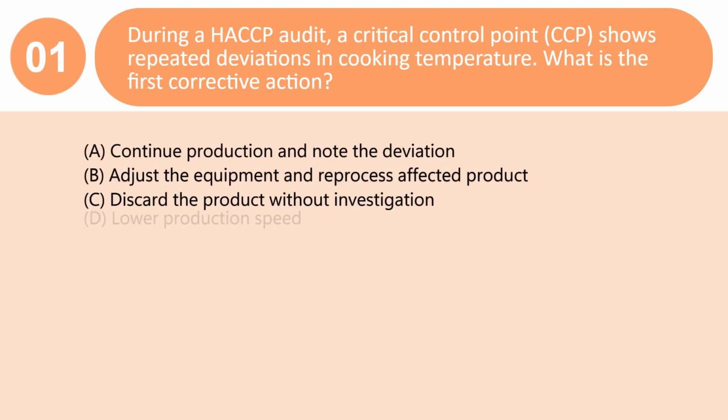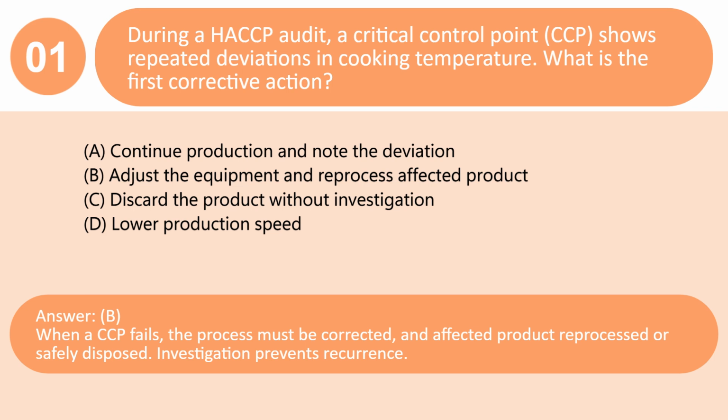During a HACCP audit, a critical control point, CCP, shows repeated deviations in cooking temperature. What is the first corrective action? A. Continue production and note the deviation. B. Adjust the equipment and reprocess affected product. C. Discard the product without investigation. D. Lower production speed. Answer: B.